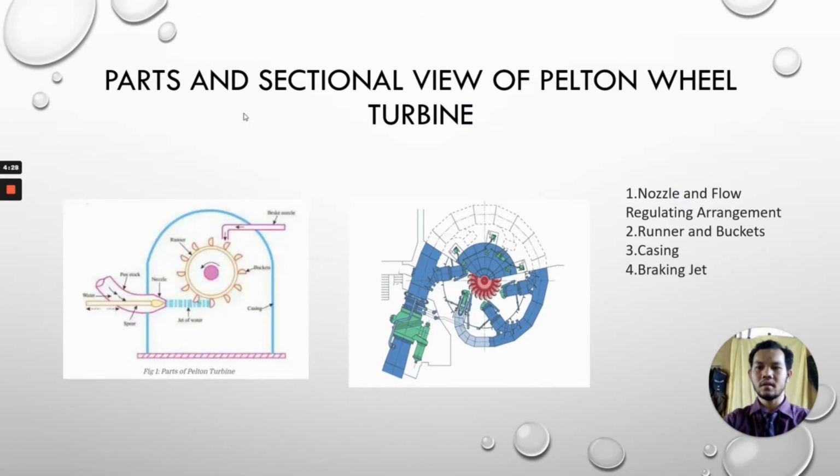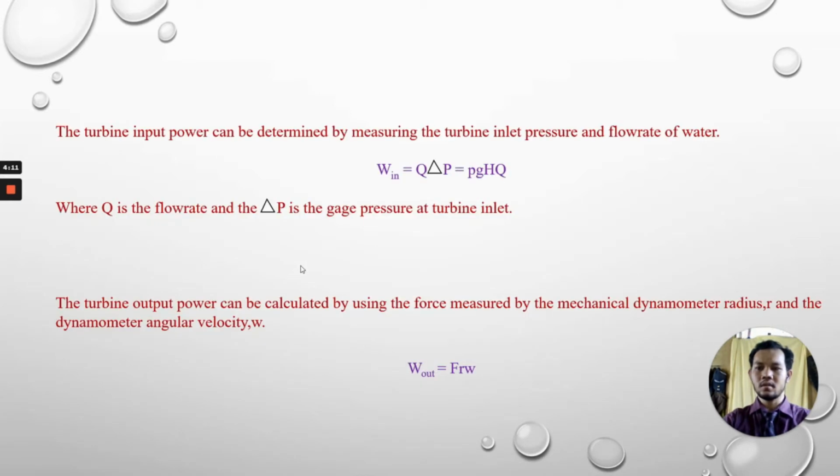And this is the parts and sectional view of the Pelton wheel turbine. The sectional view consists of the nozzle and flow regulation arrangement, runner and bucket, the casing, and also the braking jet. The turbine input power can be determined by measuring the turbine inlet pressure and flow rate of the water using the formula P equal to rho g h Q, where Q is the flow rate and P is the gauge pressure.